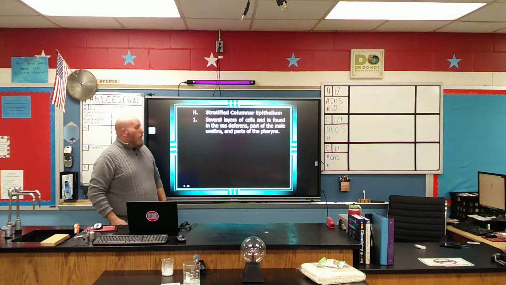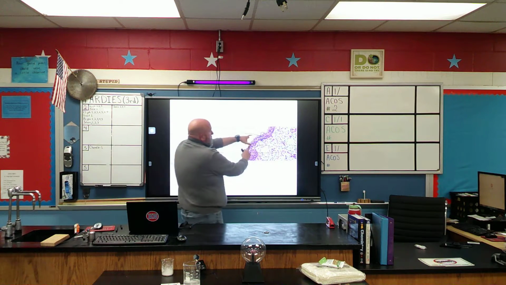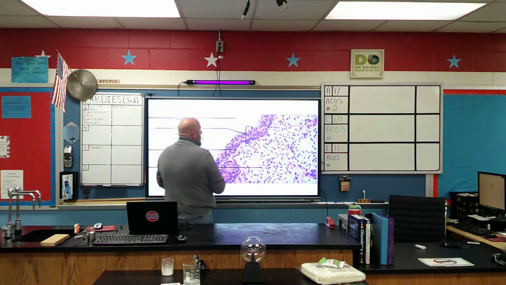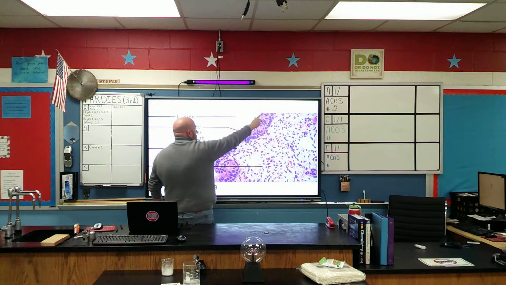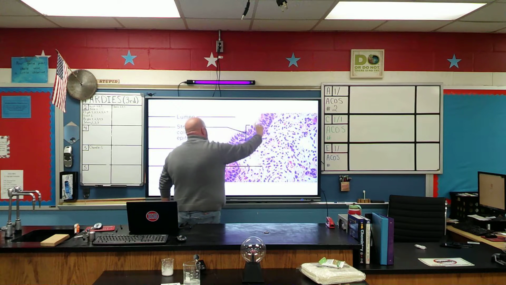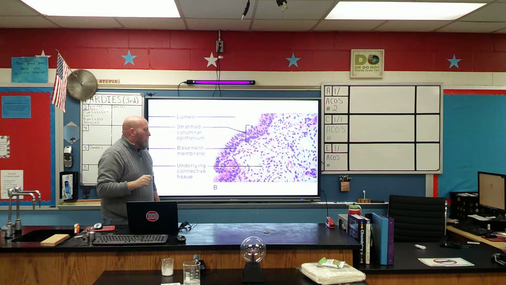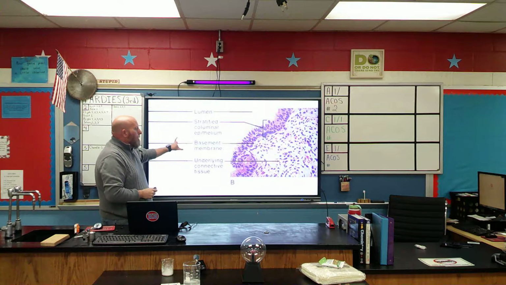Okay? Now, when you look at it, oh, there we go. Check it out. You can actually see one bottom layer and then the layer up above it. That's just kind of scrabble because it's kind of flipping and flopping a little bit. But there are actually 2 distinct layers right up in here. Okay? So this is stratified columnar epithelium.